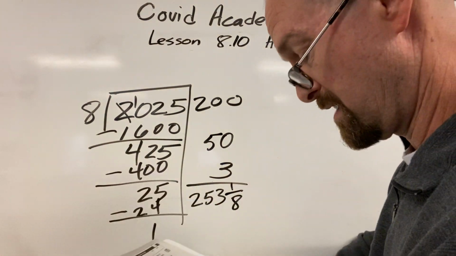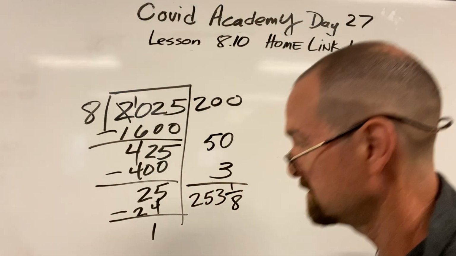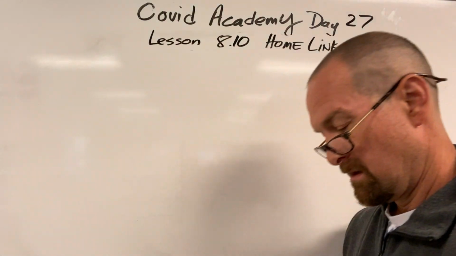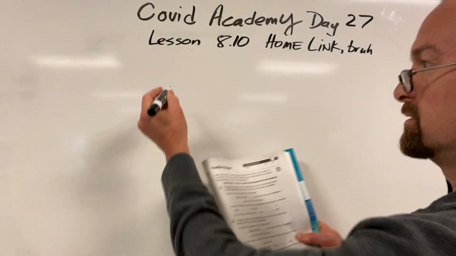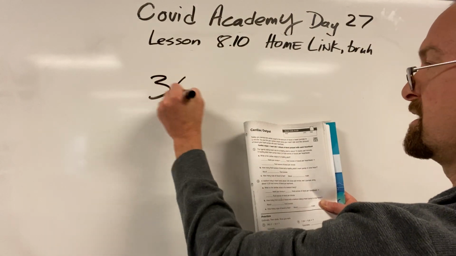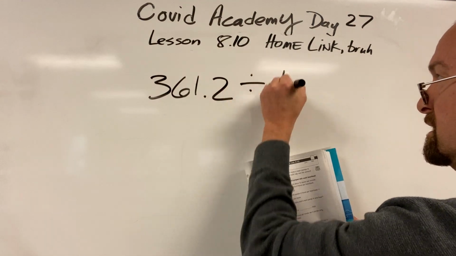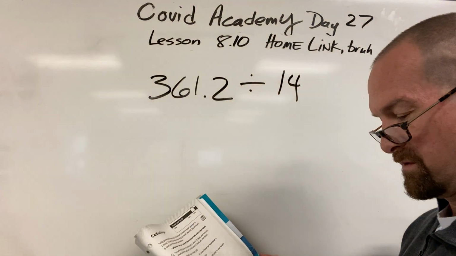Wow. Did we do all that? Yeah, we did. Now let's go to the bottom. It's time to do work. Just straight up now. Estimate, then divide. Oh, goody, they're going to mess with you. 362 divided by 14. That is rude.